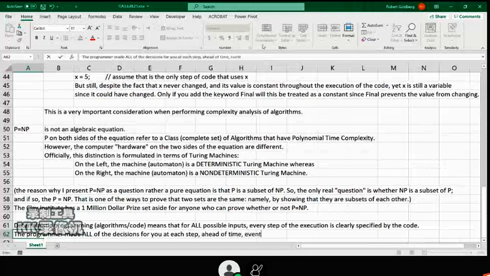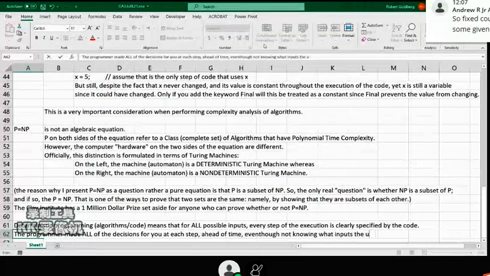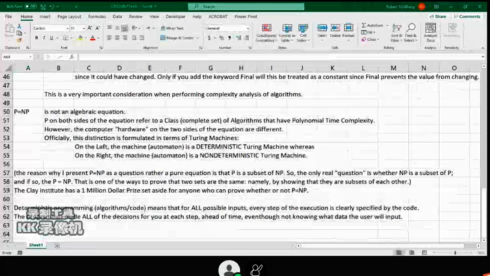Even though not knowing what input the user will use. What data, let's say it that way, what data the user will input. Okay? So in a nutshell, it is deterministic.